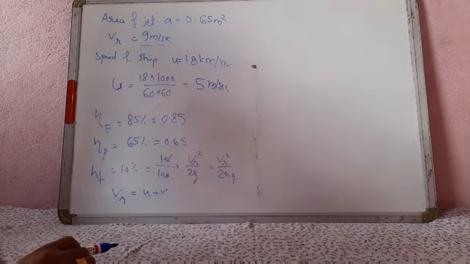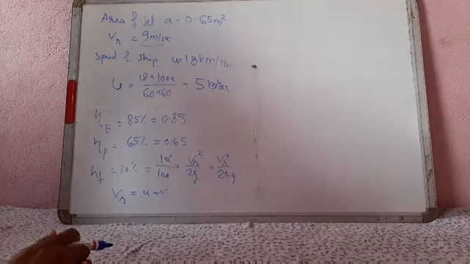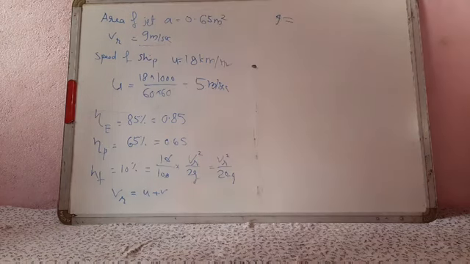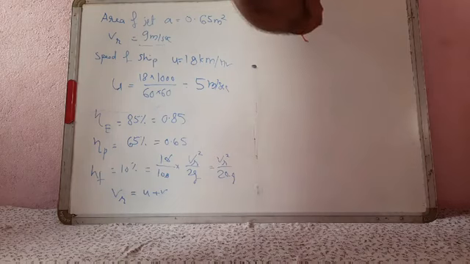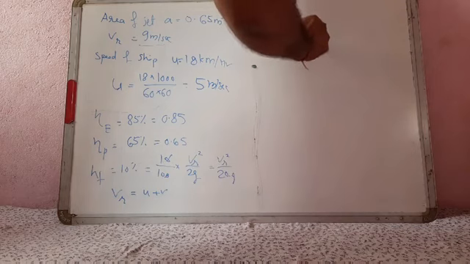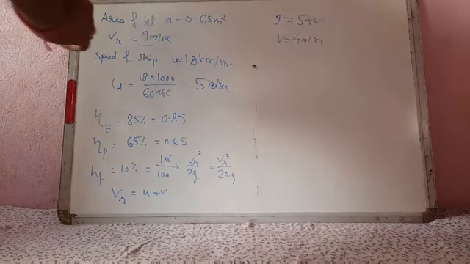Here V is the absolute velocity of the jet, so 9 is equal to 5 plus V. So V is equal to 4 meter per second.